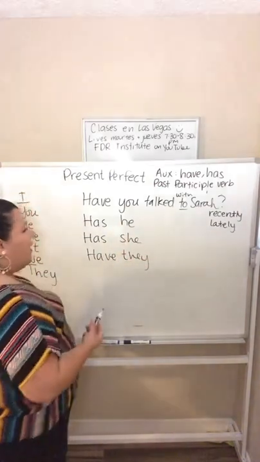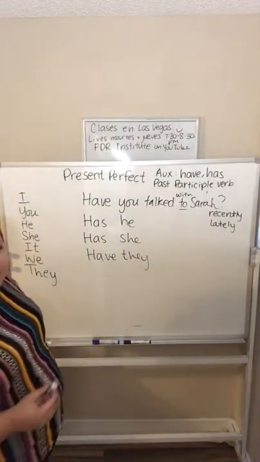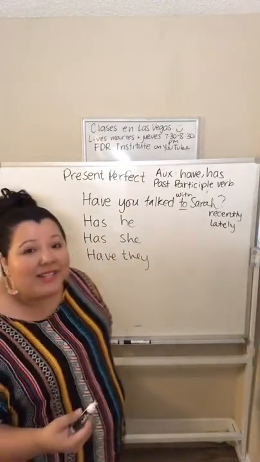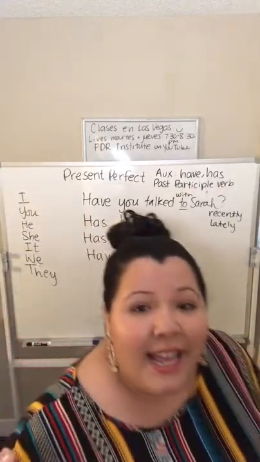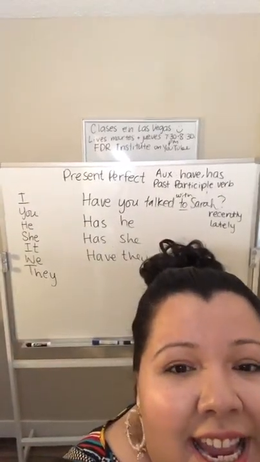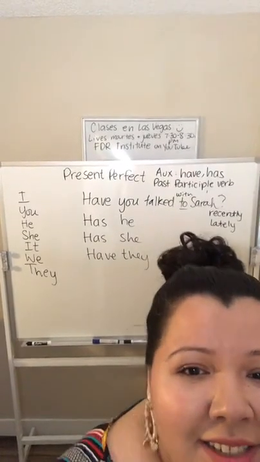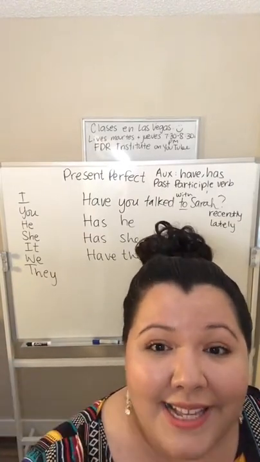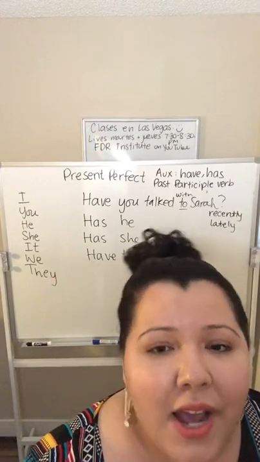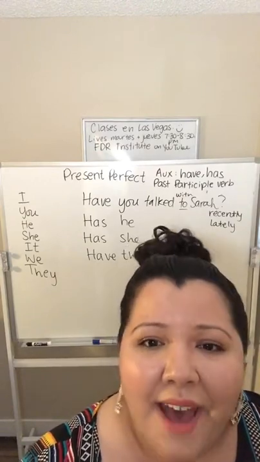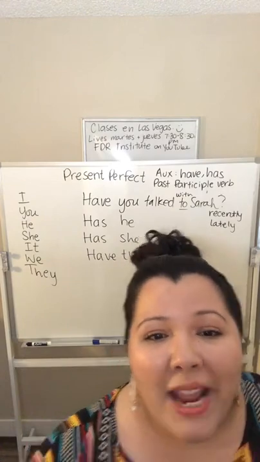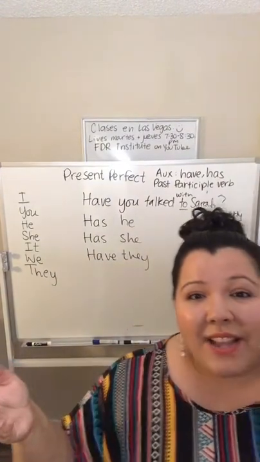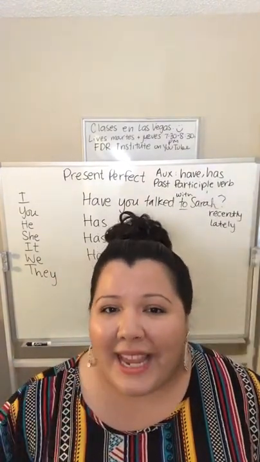So, have you talked to Sarah recently? Has he talked to Sarah recently? Has she talked to Sarah lately? Have they talked to Sarah lately? Y cuando se pregunta con have you y has he, so contesta con el verbo auxiliar have. So have you talked to Sarah recently? Yes, I have. No, I haven't. I haven't talked to her recently. I haven't talked to her lately, right? Has he talked to Sarah lately? Yes, he has. No, he hasn't.